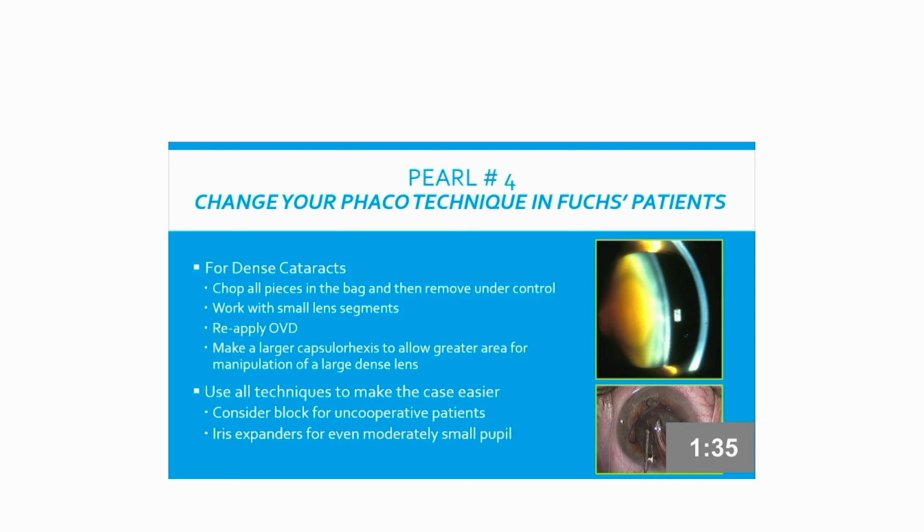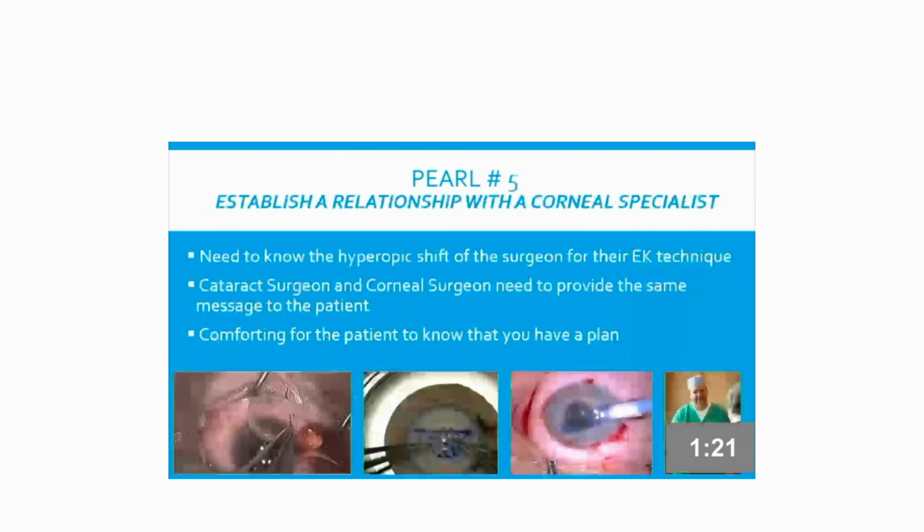I typically make a slightly larger capsulorhexis so I have a very mobile lens, and then use all techniques to make your surgery easier. Consider a block if you think the patient might be a little uncomfortable, and certainly iris retractors for even moderately small pupils because it will decrease your phaco time.